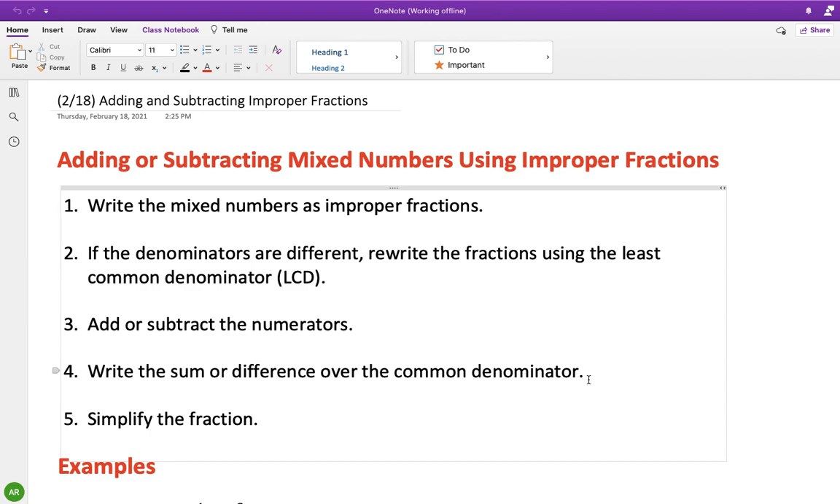Okay, so first thing we're going to do is write the mixed numbers as improper fractions. We'll go over that here in a minute. Step two, if the denominators are different, rewrite the fractions using the least common denominator. So determine whatever that is. After you've done that, you can go ahead and add or subtract depending on what the operation is. The numerators, remember if the denominator is the same, you don't need to do anything with them. You just add or subtract the numerators, which is the top number. And then step 4, write the sum or difference over the common denominator. And then step 5, simplify the fraction. Now, sometimes you want to convert it back to a mixed number. Sometimes you can leave it as an improper fraction. It really just depends on the application.